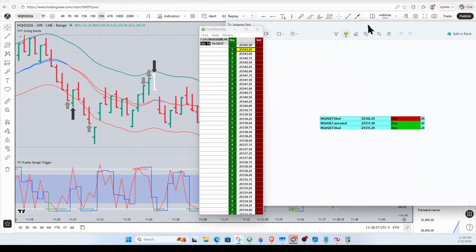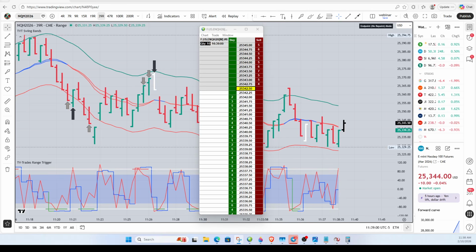Here it is, 7 points. Okay, 28 ticks out of that last trade. And this is not really a trade here. It just nicked the corner. I like to go through the corner. I really like to see it go through, actually even more than the corner.